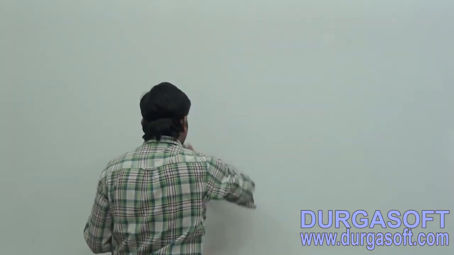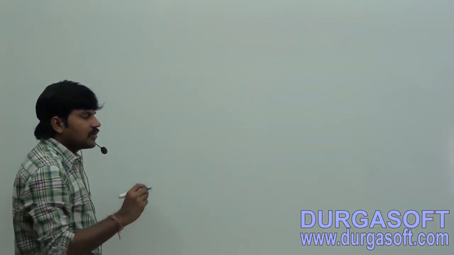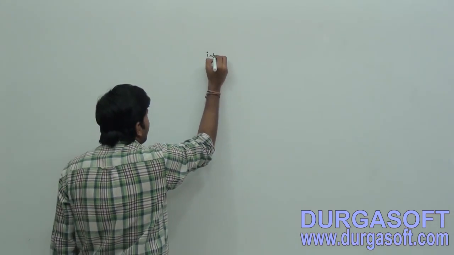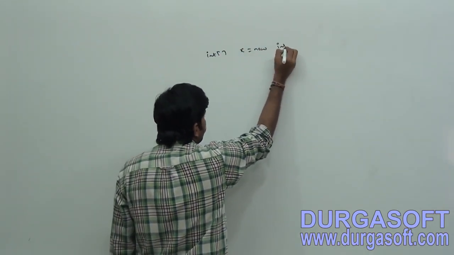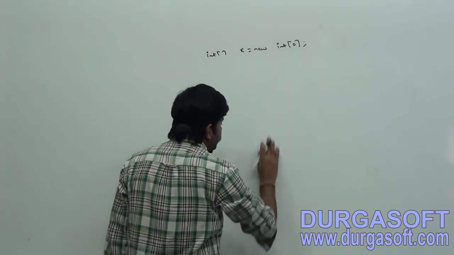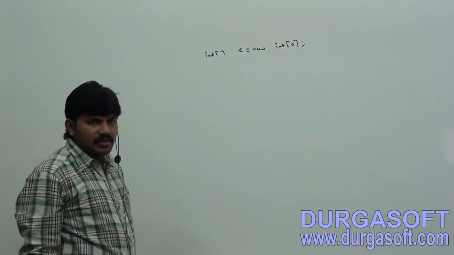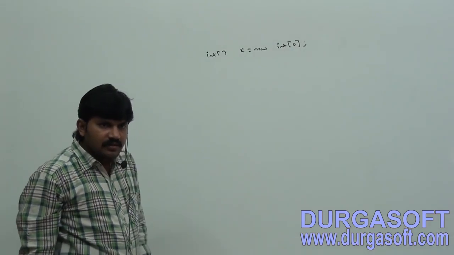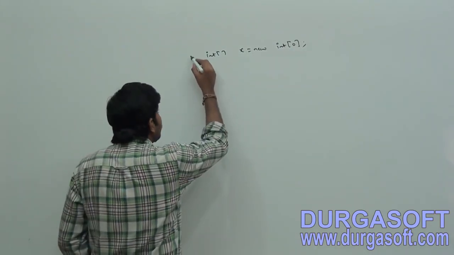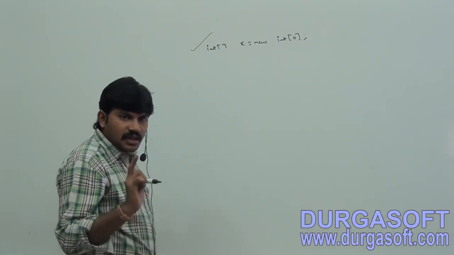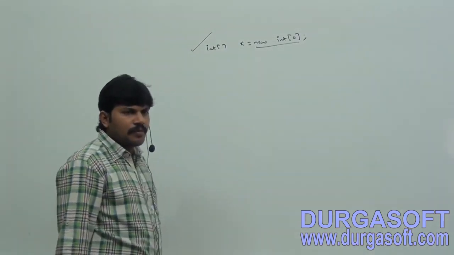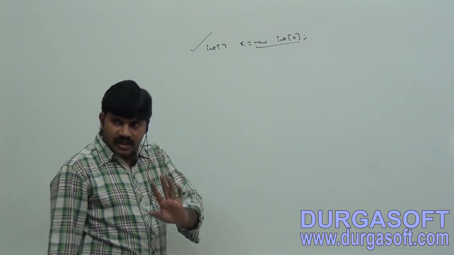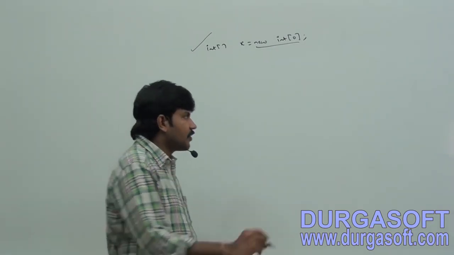Next up, sir, just observe. Can you tell, is it valid or invalid? int[] x = new int[0]. Valid or invalid? This one is perfectly valid. Sir, it is legal to have an array with a 0 size. No problem at all. An array with 0 size is perfectly acceptable.